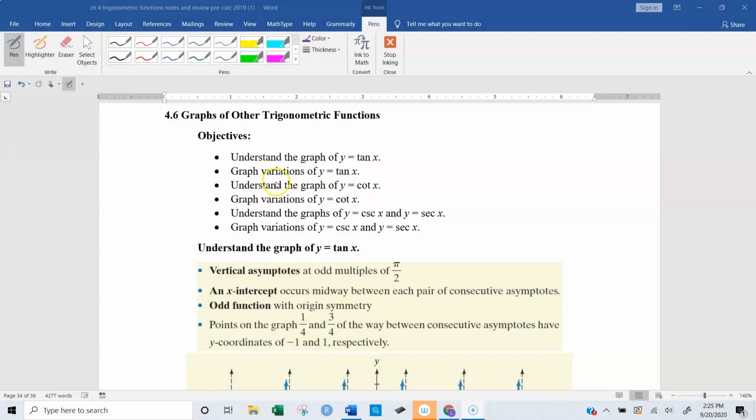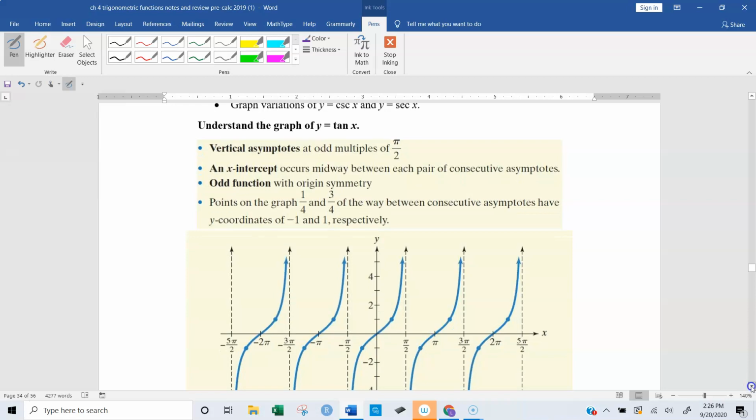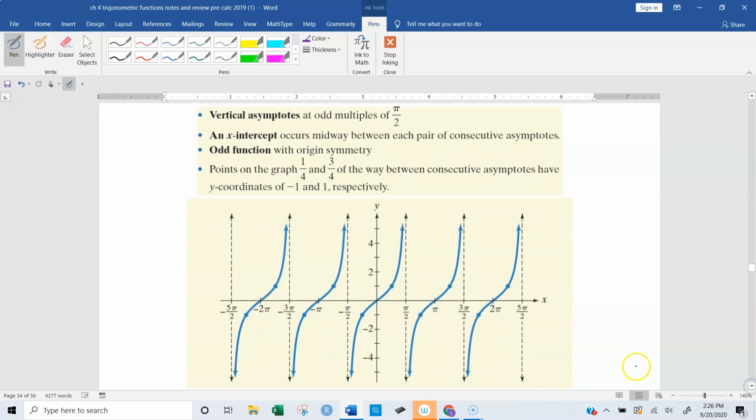All right, we're going to do tangent and how tangent moves, and cotangent and how it moves. We're also going to look at secant and cosecant graphs. They are the inverse of your sine and cosine, so they actually have asymptotes also, like the tangent and the cotangent. All right, a tangent graph we know repeats every pi, or it's pi long.